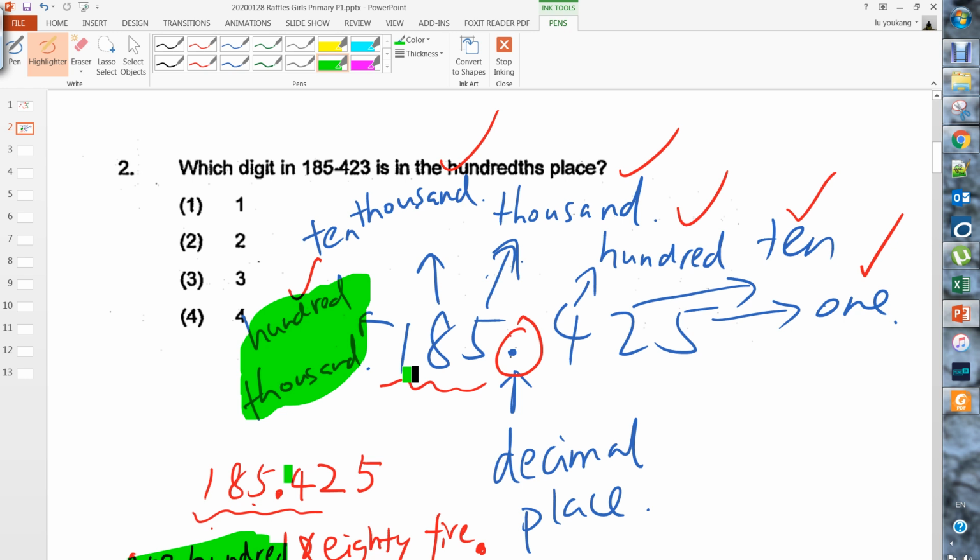The number itself is only 100 something. Then how can this position be 100,000? That is like so much bigger. How can it be?